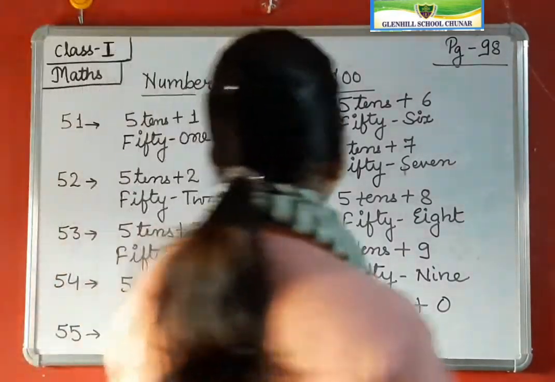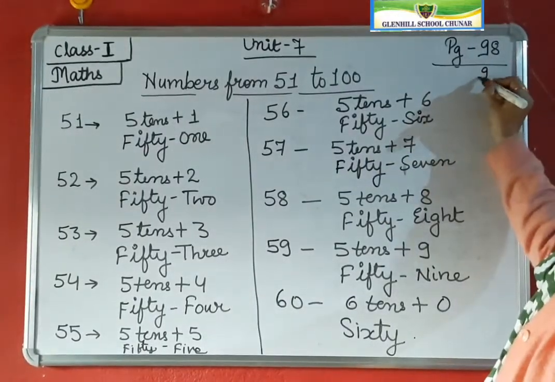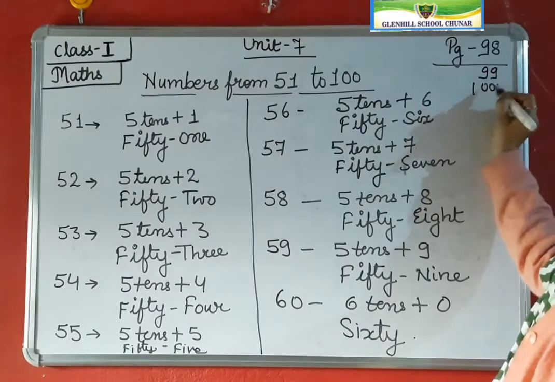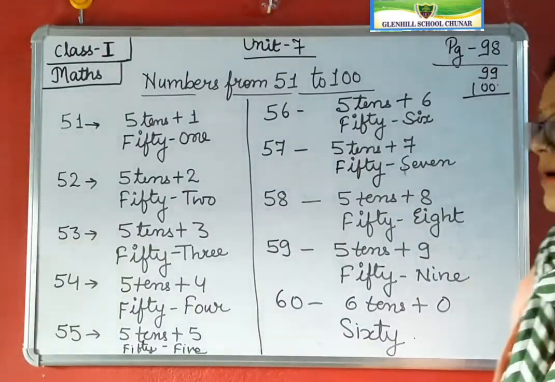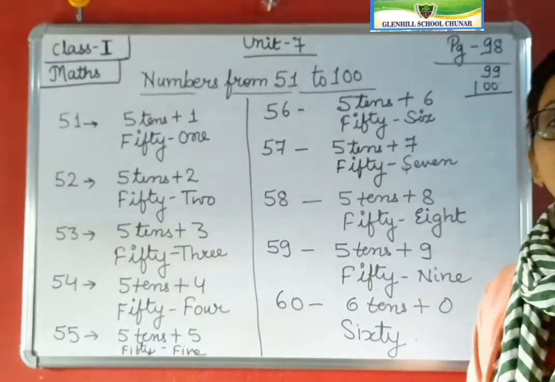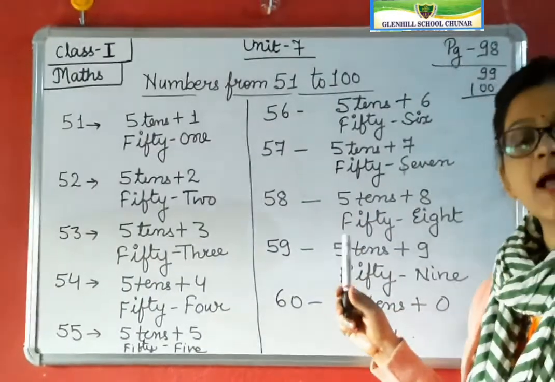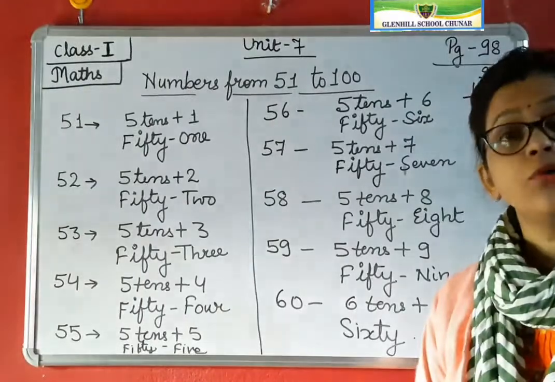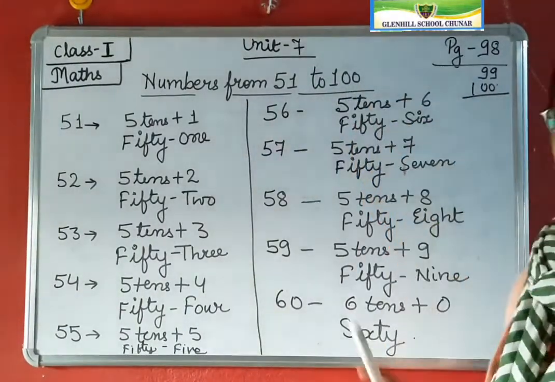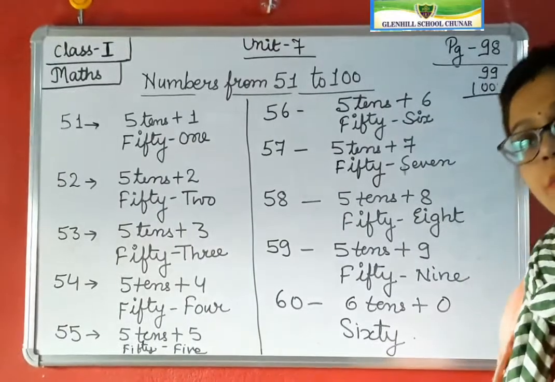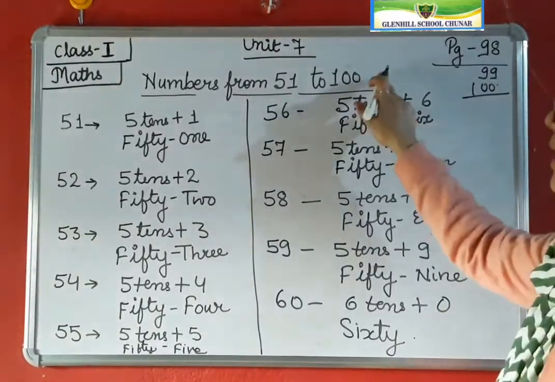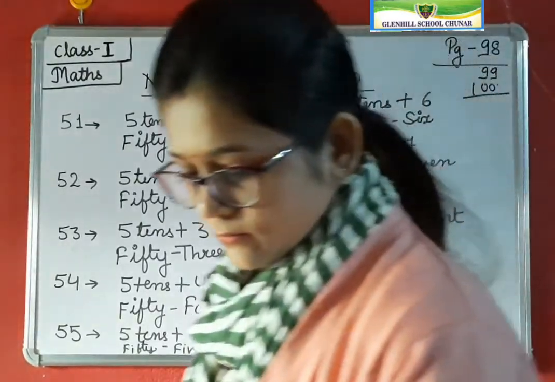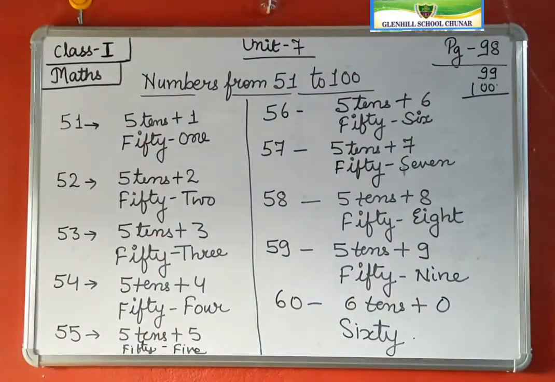And also, students, it is given in your book on page number 98, 99 and 100. It is given on these pages in your book. So you have to note down from this, or you can also note down from your book into your notebook. You have to complete this up to 100 in your notebook. Like this only you have to complete.